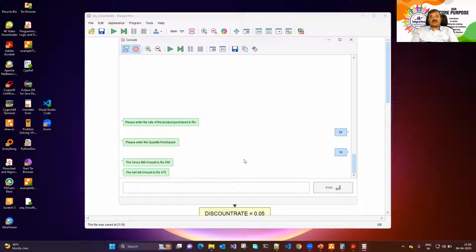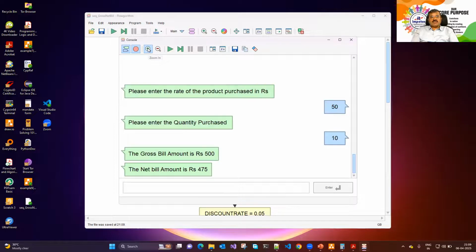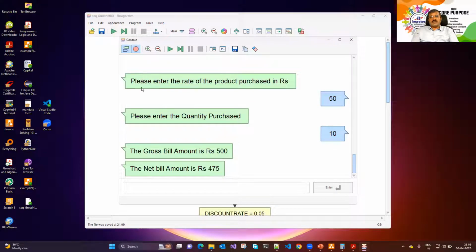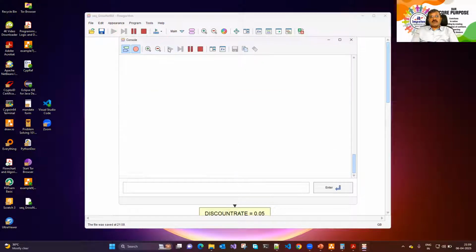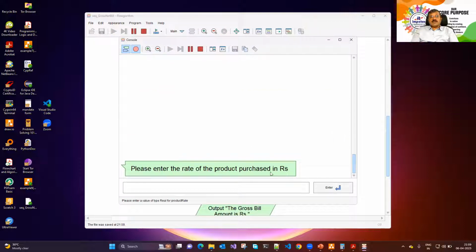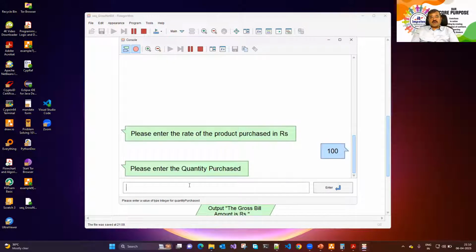So हमने अपना code execute करके we have seen the result. And if this was too small for you, I could increase the font size. Now this could be better. I'll run the code once again. It says, please enter the rate of the product purchased in rupees. So I say, okay, rate of my product is suppose 100 rupees, के मैं product खरीद रहा हूँ, rate every product. Enter the quantity purchased. ऐसे मैंने 7 items purchase किए.